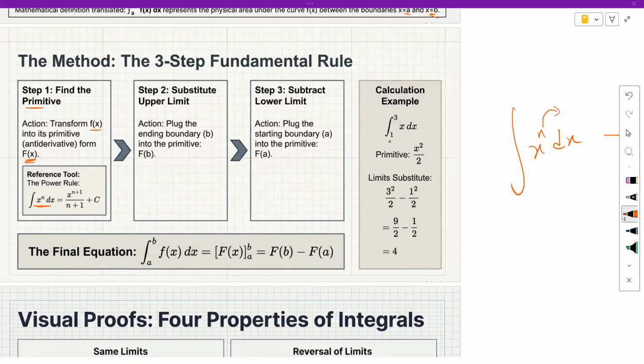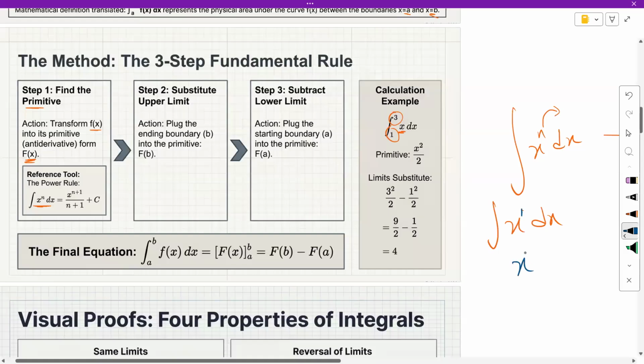The calculation example here: the lower limit is 1, the upper limit is 3, of x dx. So the primitive here is x, which means there is a hidden power of 1. So x^n, 1 plus 1 is 2. So we take this 2 as the denominator. This is the primitive form.